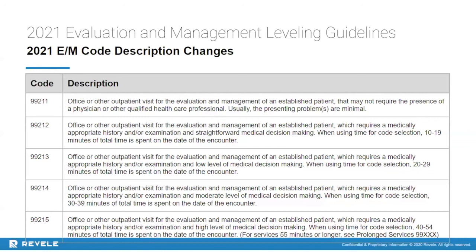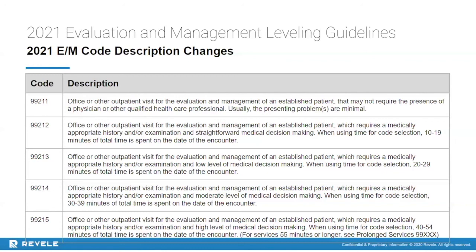99214 is also for an office or outpatient visit for E&M services of an established patient, and this is for a medically appropriate history and/or examination and a moderate level of medical decision making, with a time of 30 to 39 minutes.